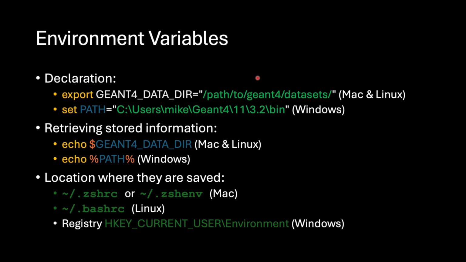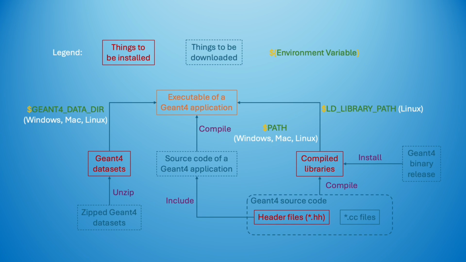An environment variable is simply a string that holds some information in it. We can use this $ sign or a pair of percentage signs to retrieve the information saved in it. They are saved in configuration files for your command line on Mac or Linux, and in the registry on Windows.